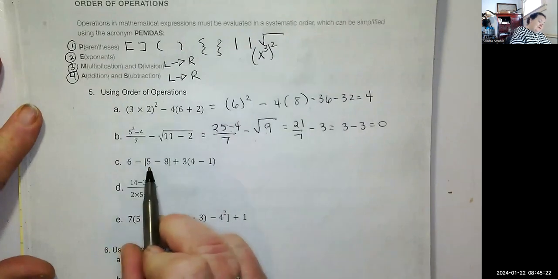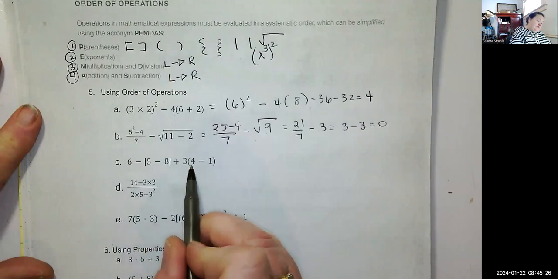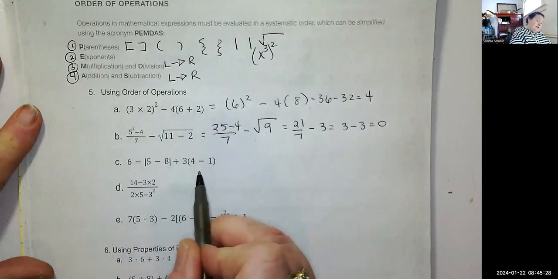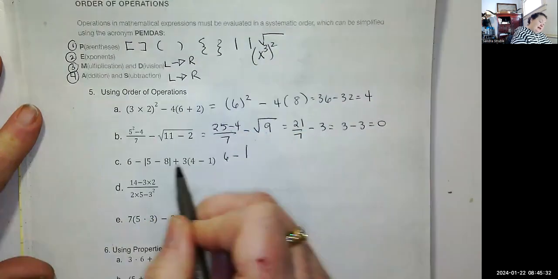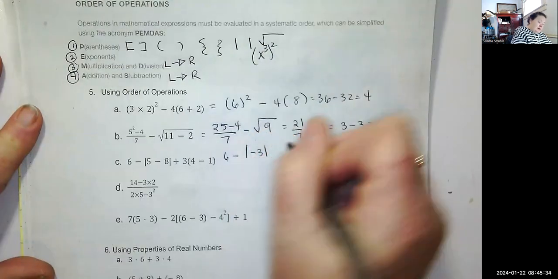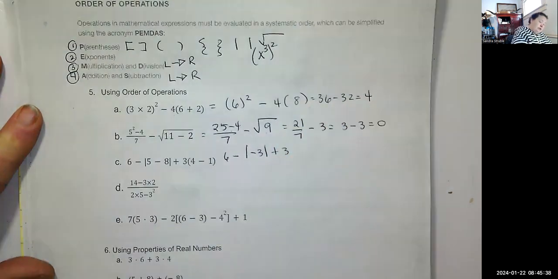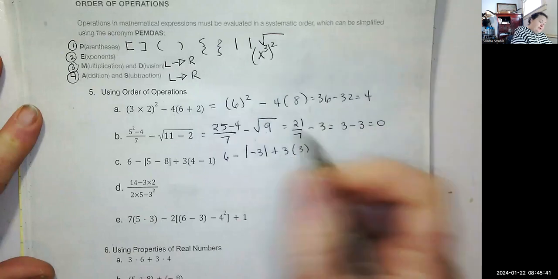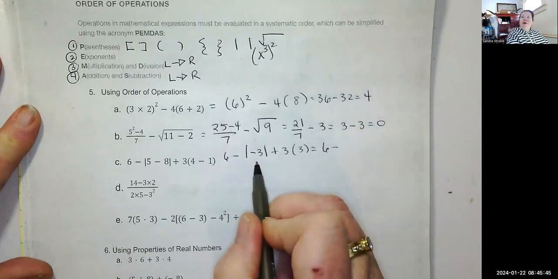Okay, let's look at the next one. 6 minus the absolute value of 5 minus 8. I'm going to want to do that first. Plus 3 times 4 minus 1. Again, parentheses first. So 6 minus the absolute value of 5 minus 8 is negative 3. Plus 3 times 4 minus 1, which is 3. All right, so now we have 6 minus the absolute value of 3.